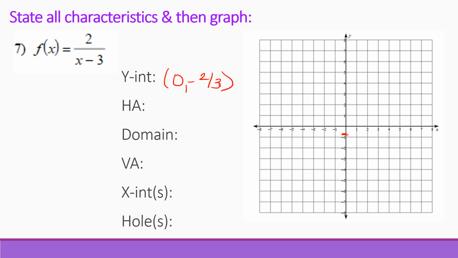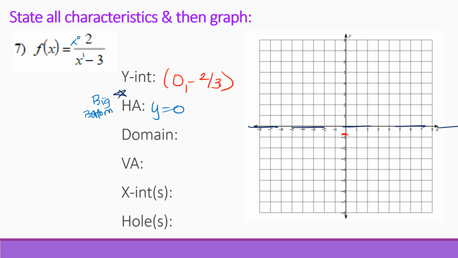Okay, horizontal asymptote. We are looking at the degree of the numerator. There are no x's, so that would be like an x to the power of 0 over an x to the first power. So I have a larger degree in the denominator. That means I'll have y equals 0. So again, my x-axis, y equals 0, is my horizontal asymptote.